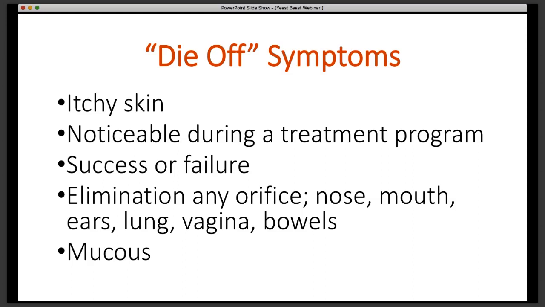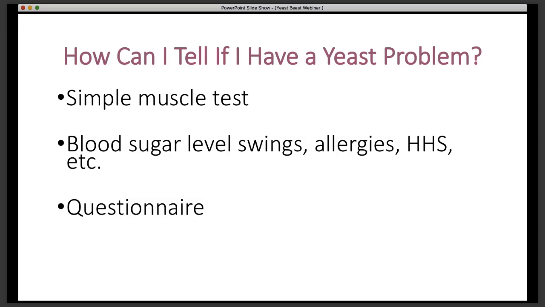So if that happens, don't be alarmed. It just means your treatment is working very well. If it doesn't happen, it doesn't mean to say your treatment's not working. It just means your body's coping with it quite well. So, something to be aware of with the die-off.